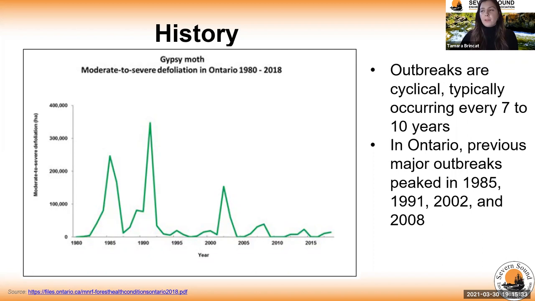We've previously seen 4 outbreaks, including in 1984, 1991, 2002, and 2008. Not included on the graph here is the one that we're currently in. So that one began around 2019. And it's expected that it's going to last a few years, and then the population will collapse, just like the historical trend.